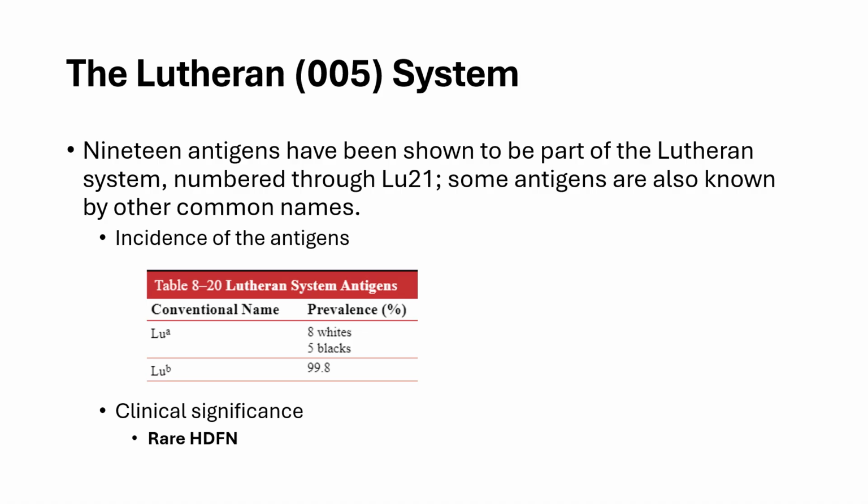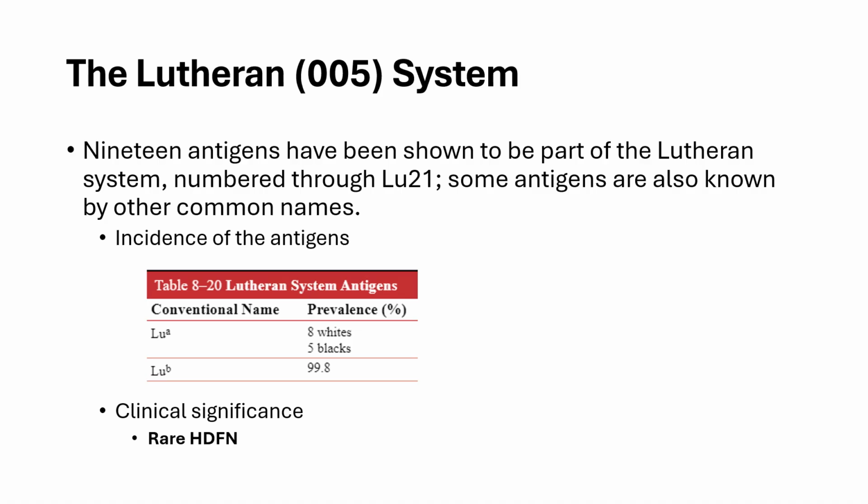For incidence, Lutheran A is a low-frequency antigen, and it's found in about 8% of individuals, whereas Lutheran B is a high-frequency antigen, and it is found in 92% of individuals. Other Lutheran antigens vary in frequency, but most are considered high incidence, whereas the Lutheran null phenotype, or Lutheran A and B negative, is rare.